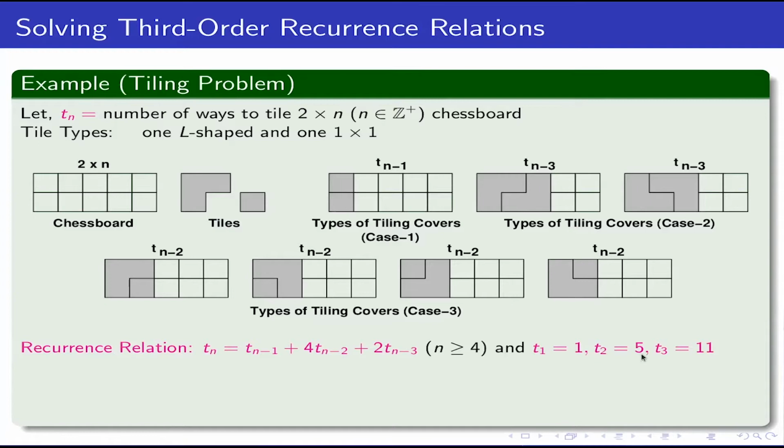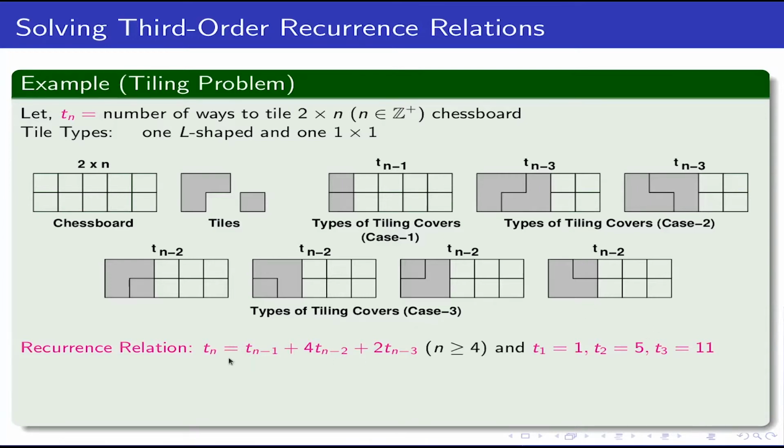T2 equals 5. If I have 2 cross 2 cells, then I have the 1 cross 1 cell placed 4 times, or all these 4 gray combinations. So there are only 5 possibilities. Similarly, T3 will be 11, you can compute it. Since it's a recurrence of third order, we need these 3 base conditions to eliminate our constants.